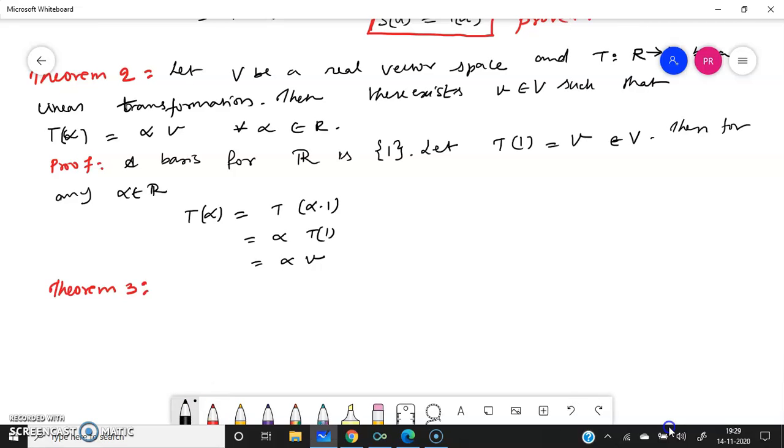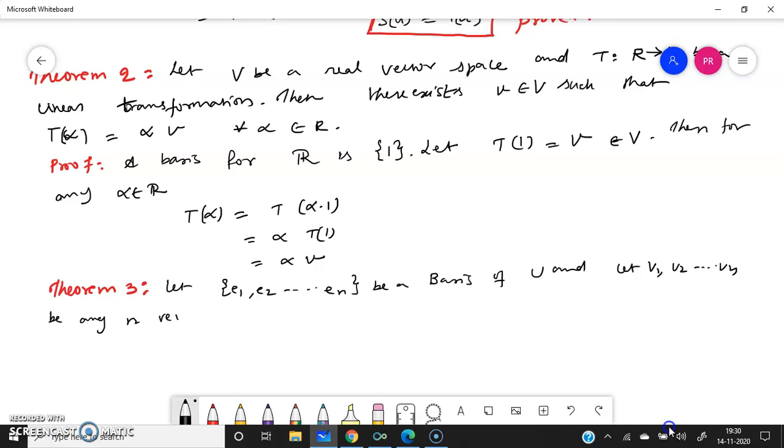Okay, what is theorem 3? Theorem 3 states that let E1, E2 and so on to En be a basis of U, and let V1, V2 and so on to Vn be any n vectors in V, right? So it is given that E1, E2 and so on to En is a basis of U, and V1, V2 and so on to Vn be any vectors in V.